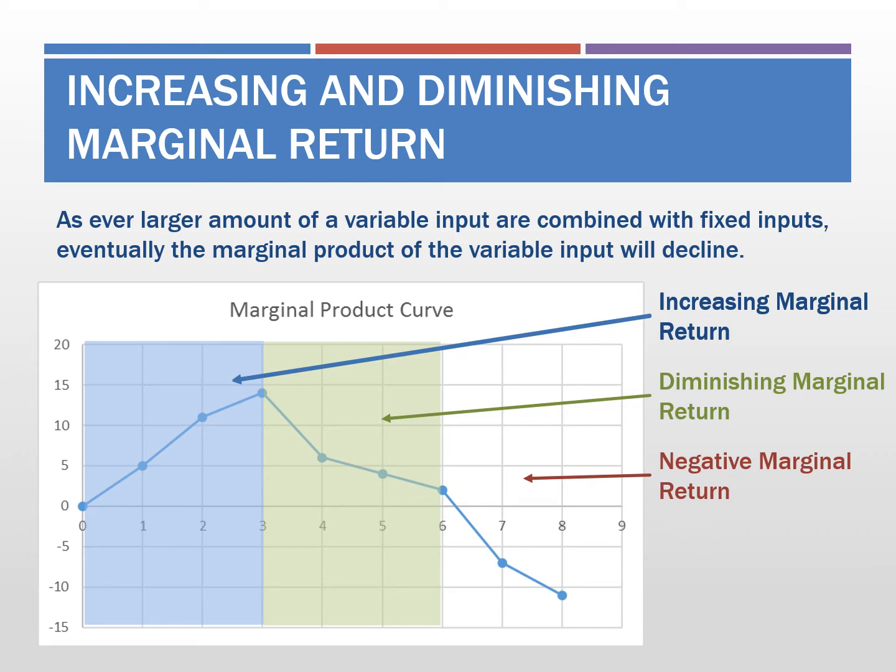The last area, in red, is what we call the negative marginal returns. This is the area where firms will never step into because, by adding 1 additional input, the firm is actually getting less total output in return.